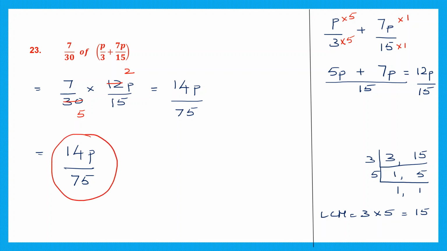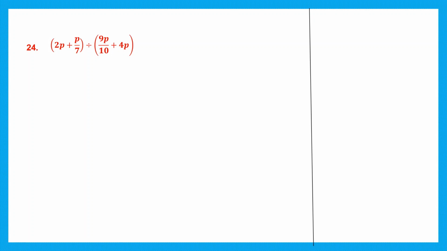by 75. 24. Again, here we have in brackets, we're going to first solve what is given in brackets and then we'll do the division. So let's begin with the first one. So 2p plus p by 7. Let's give it the denominator 1. The LCM will be 7. So this is into 7. So multiply this also into 7.